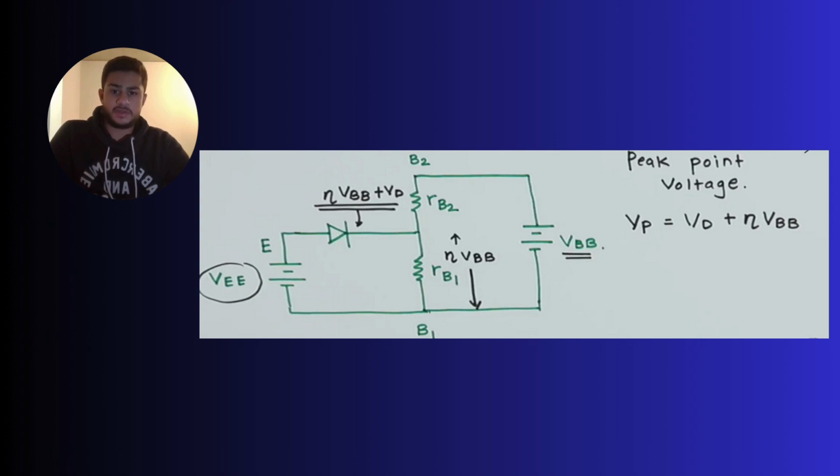Accordingly, if the emitter voltage VEE is greater than Vp, this means that the UJT is turned on. Otherwise, if VEE is less than Vp, then the diode in the circuit shown on the slide is off and the UJT is consequently off.